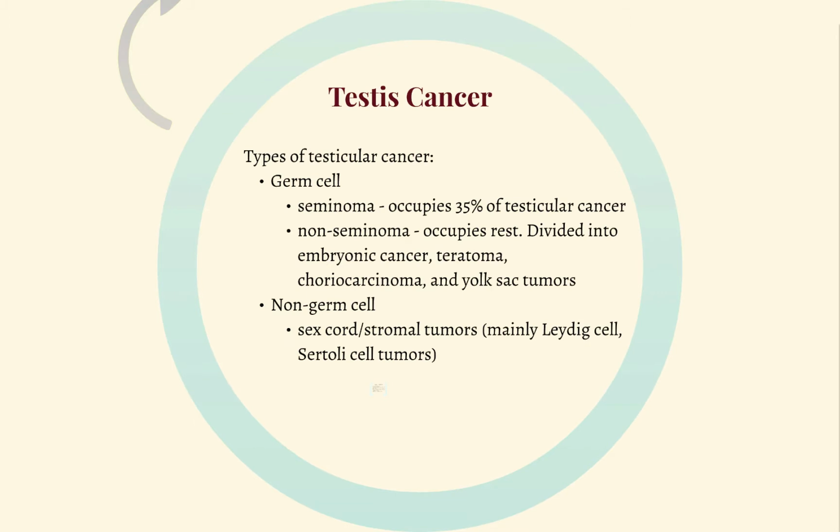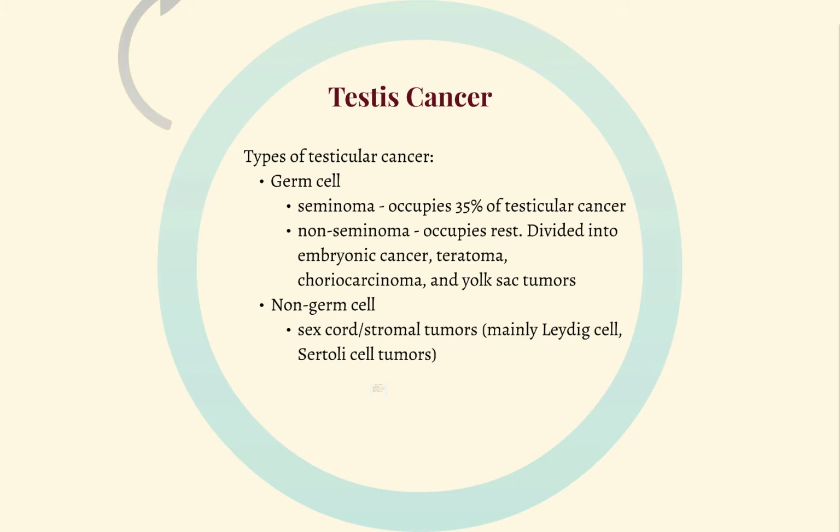Okay, we're almost done. The last topic to cover is testicular cancers. As with many cancers, testicular cancer has different categories, namely germ cell and non-germ cell derived. Germ cell cancers include seminoma, which occupies 35% of testicular cancers, and non-seminomas that occupy the rest, which are divided into embryonic cancers, teratomas, choriocarcinomas, and yolk sac tumors.